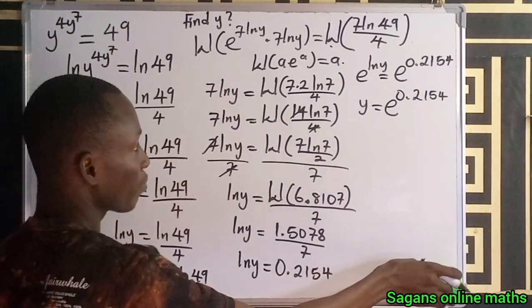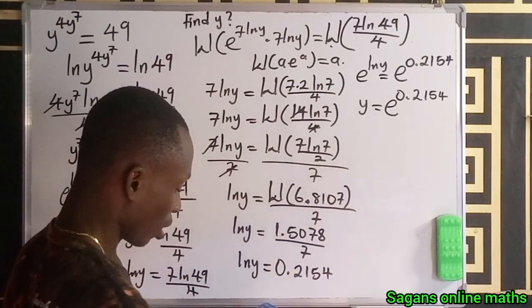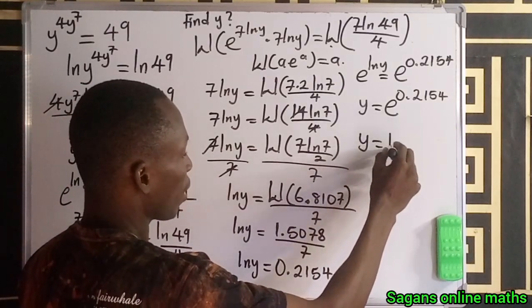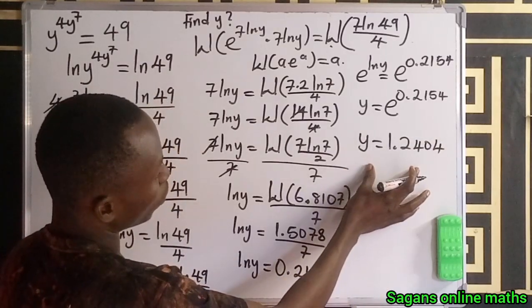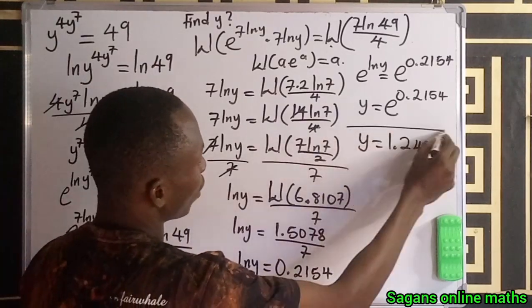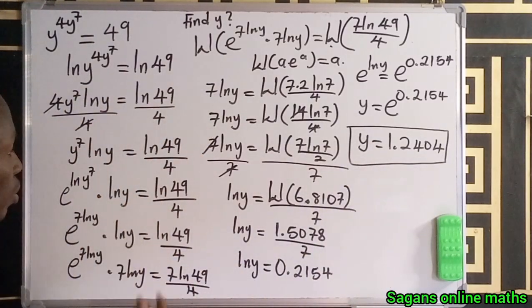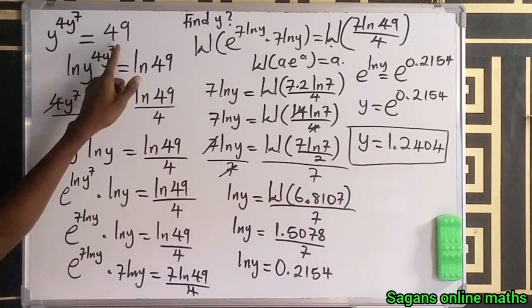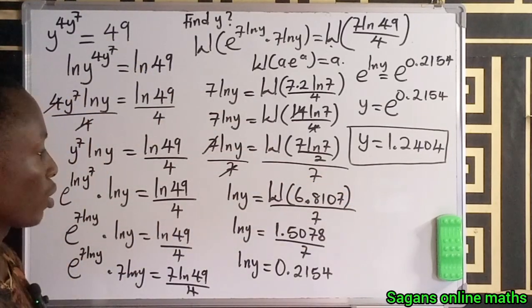So let me punch this so that I can have the value of y. If I punch this in my calculator, I'm going to have that y equals 1.2404 at 4 decimal places. So this is the value of y that satisfies this equation. Wow, this is amazing. All right, so if we substitute this value of y here, we're going to have approximately 49, and this is the beautiful solution to this particular question.